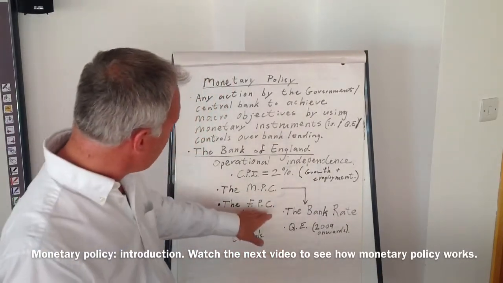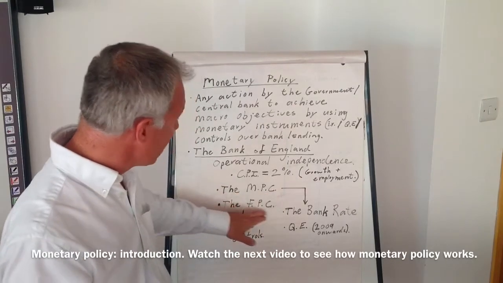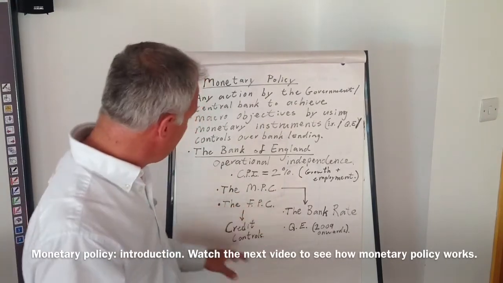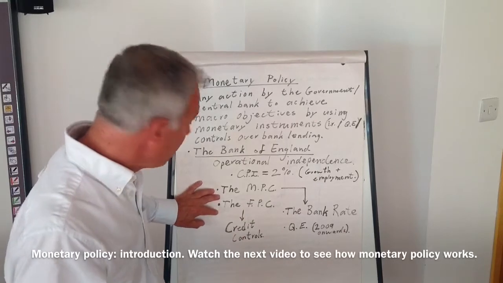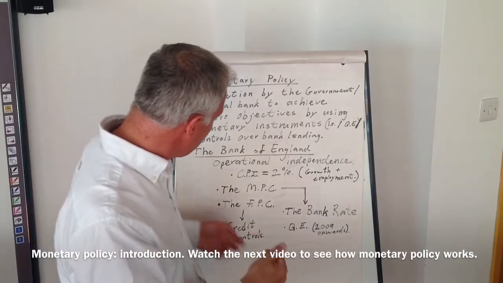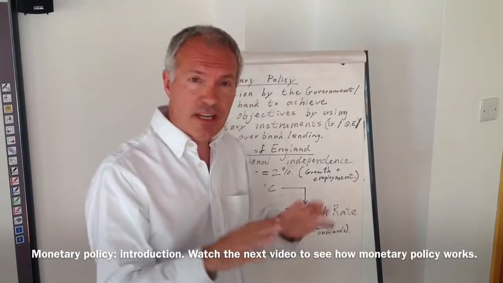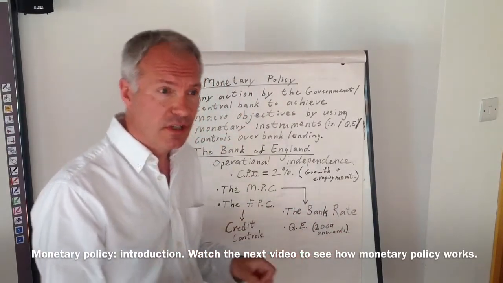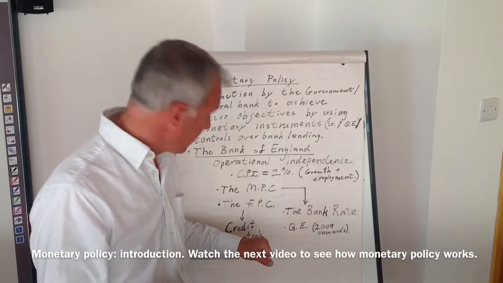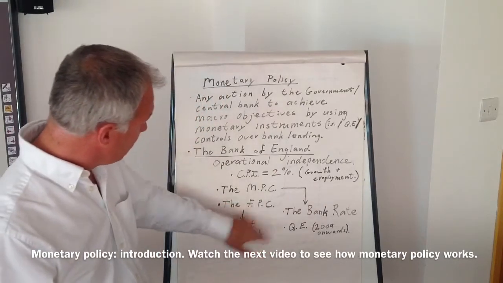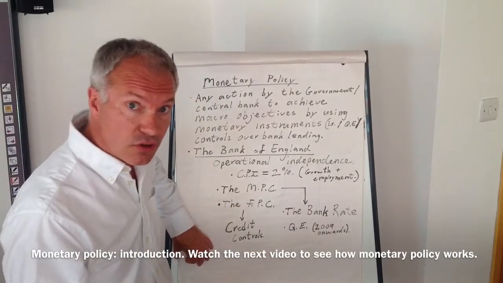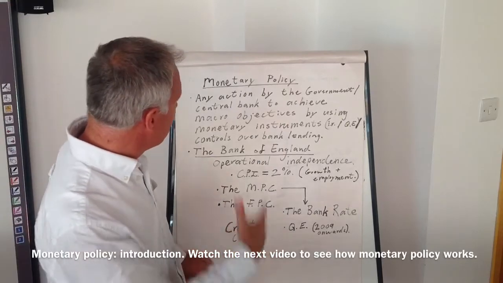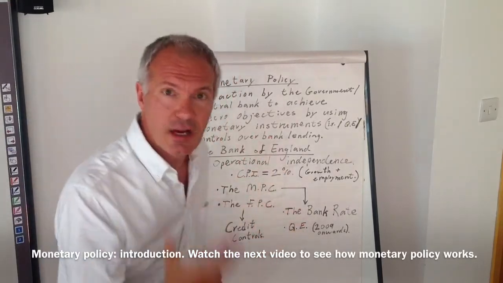Now, there's also the Financial Policy Committee, which has been set up more recently. And this is charged with ensuring financial stability and preventing a systemic risk to the financial system. For example, the FPC could establish credit controls. Okay, so we know what monetary policy is. How does it work?